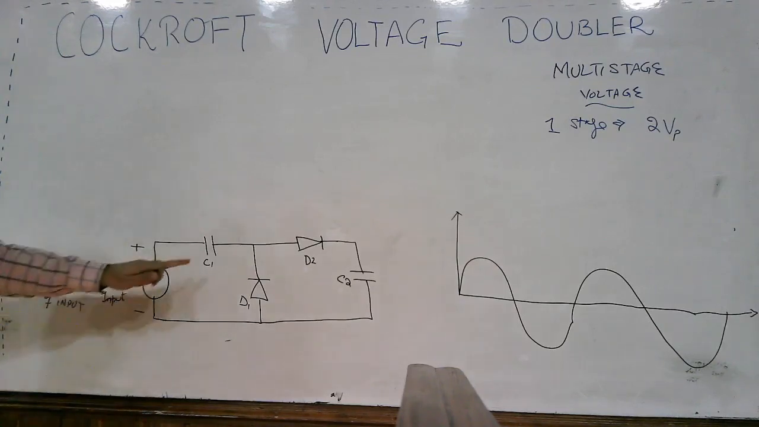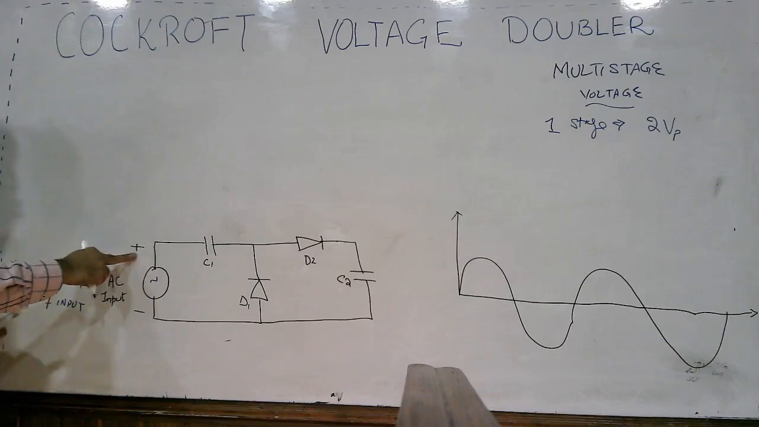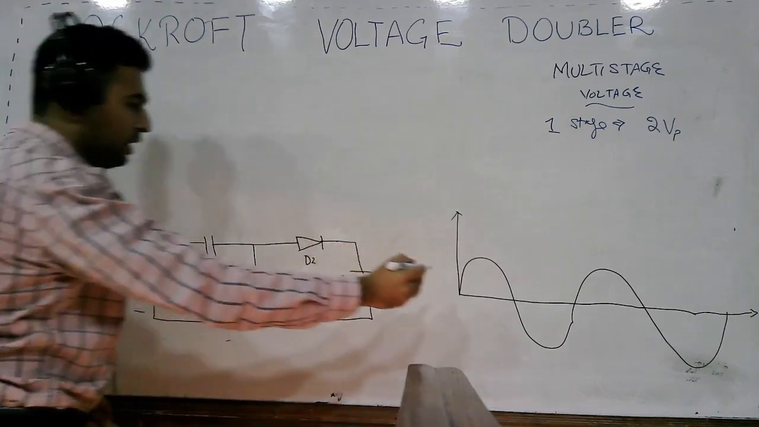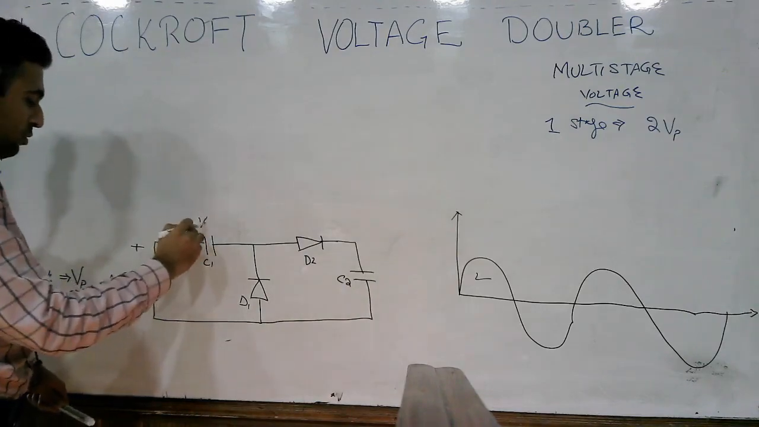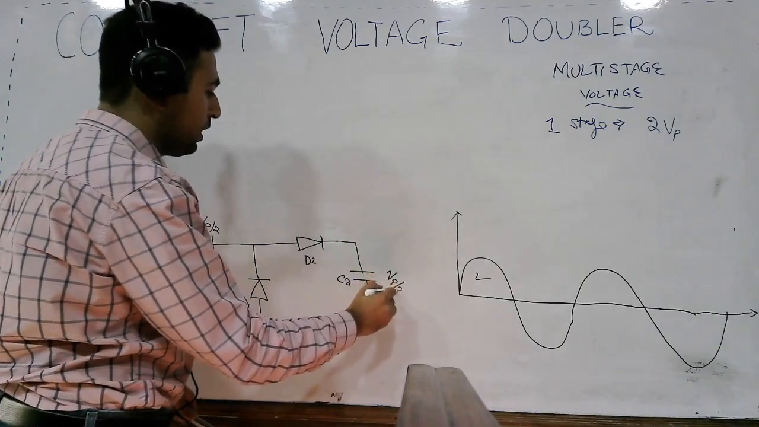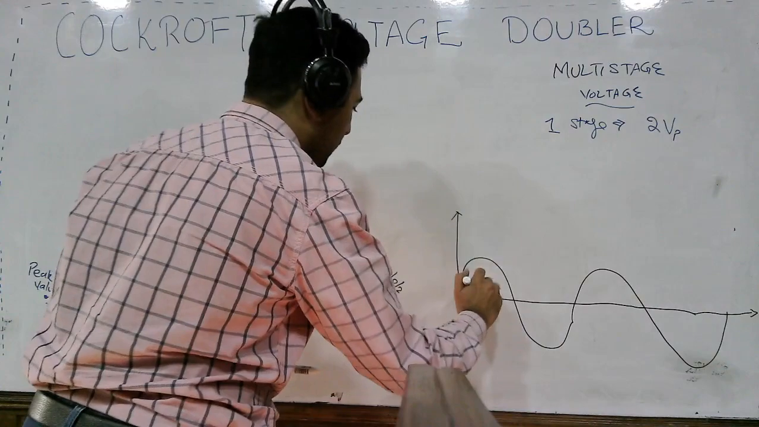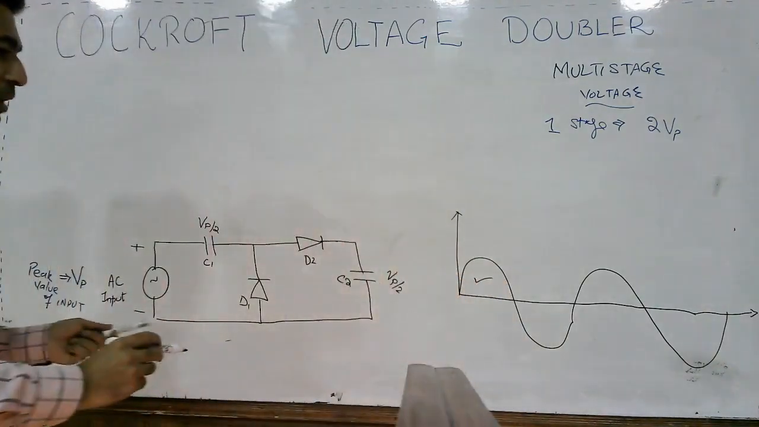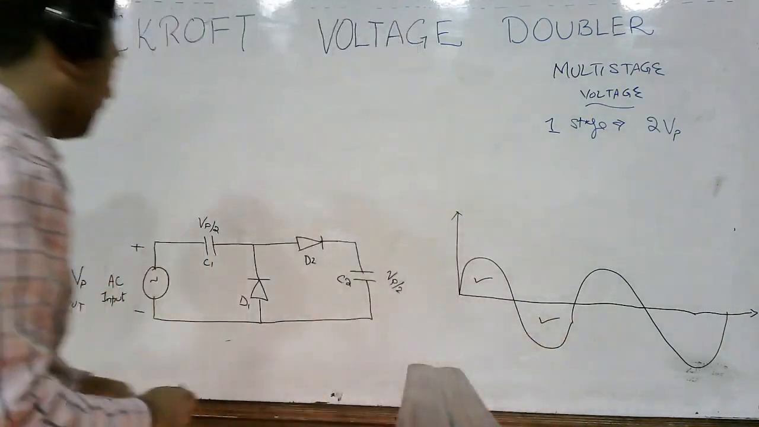So what happens during the first positive half cycle? The capacitor C1 is charged to Vp by 2 and C2 is charged to Vp by 2, and this is of no use for us. Okay, so what happens when there is the negative cycle?